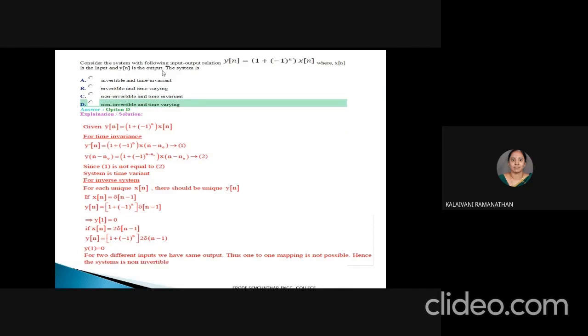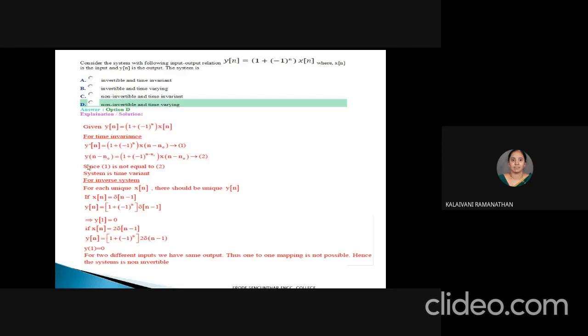Consider the system with the following input-output relation: y of n equivalent to (1 plus minus 1) whole power n, x of n, where x of n is the input and y of n is the output. You have to check whether the given system is invertible and time varying. So first we shall check the time invariance. In case of time invariance, the first case is you have to delay the input alone. So let us represent it as y dash of n, and you replace your x of n alone as n minus n naught. So you get this equation.